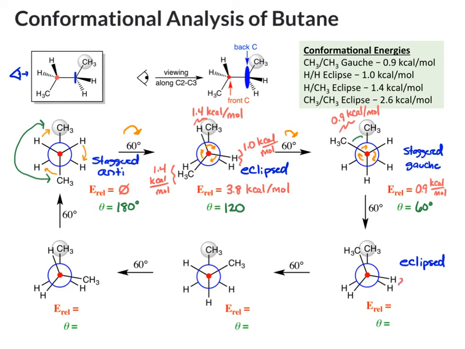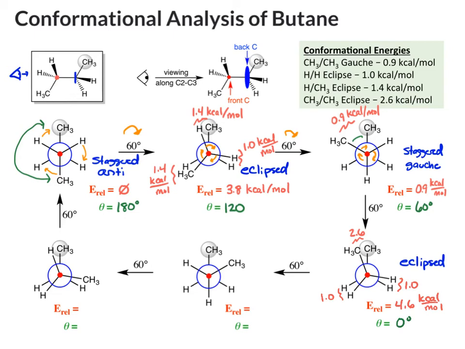We have a hydrogen-hydrogen eclipse, which is 1.0 kilocalories per mole. We have another hydrogen-hydrogen eclipse, which is another 1.0 kilocalories per mole. And we have a methyl-methyl eclipse. Here we're putting two large groups directly in front of one another. That's a very high energy interaction. It raises the energy by 2.6 kcals per mole. So add that up. The relative energy of this conformation is 4.6 kilocalories per mole. Now the dihedral angle between the two methyl groups is 0 degrees.